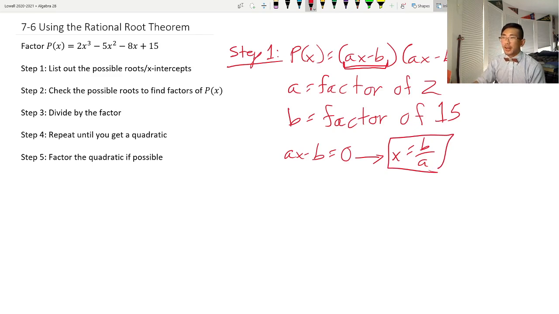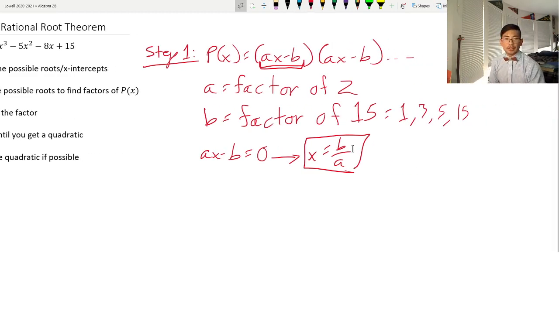Okay, so all the possible b over a's. Well, all the possible b's are, let's see, for 15, it could be 1 and 15, and they could be 3 and 5, and I think that's all: 1, 3, 5, and 15. Here's the weird, unfortunate thing: they could also be negative. So, for example, it could be 1 and 15, or it could be negative 1 and negative 15, and we have no way of actually knowing that at this moment. So there are actually 8 possibilities, not just 4, for our possible b values.